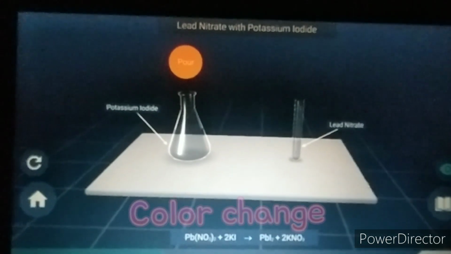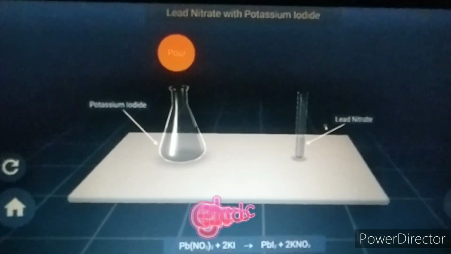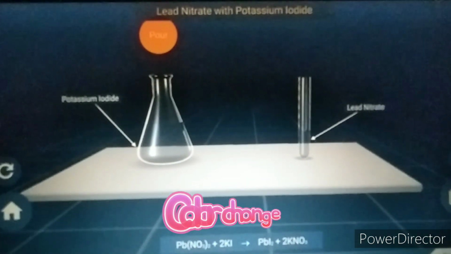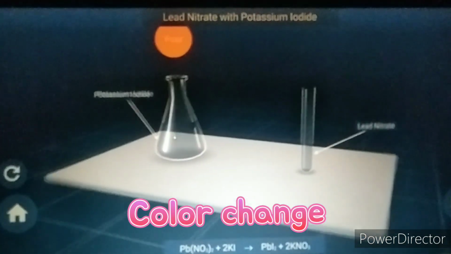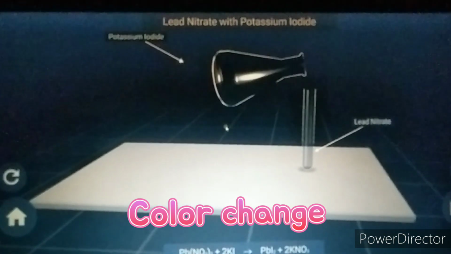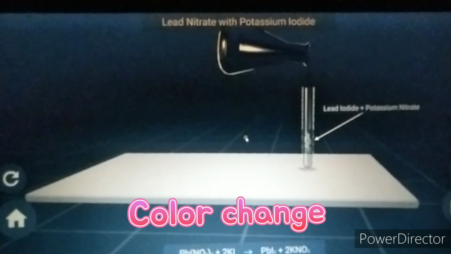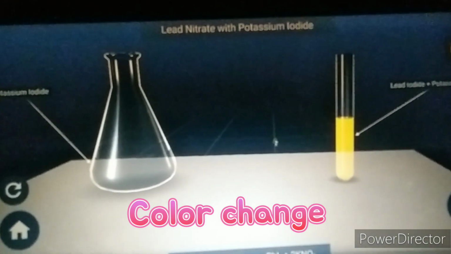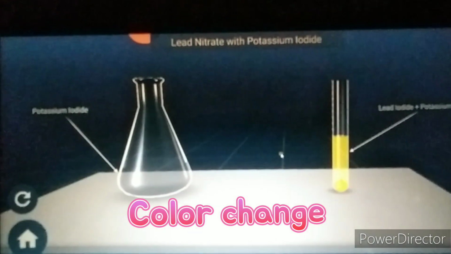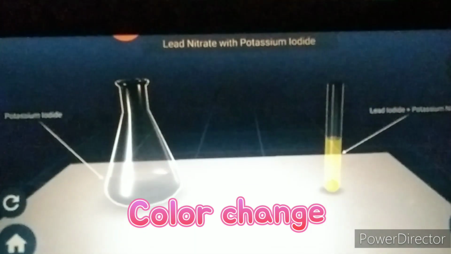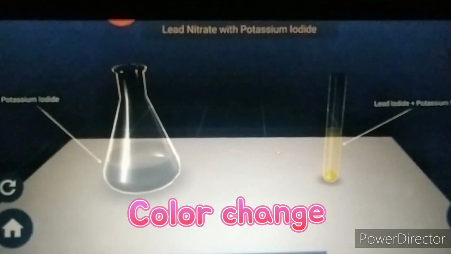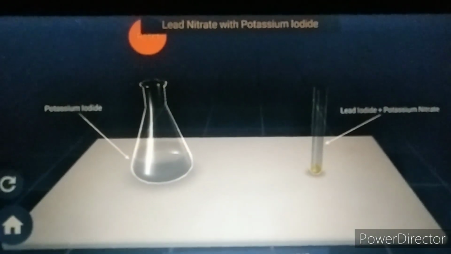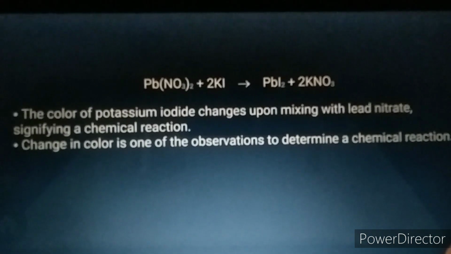To understand, we have taken lead nitrate solution in a test tube and potassium iodide solution in a conical flask. Add potassium iodide solution to test tube. We see that the mixture produces a yellow color solution. The color of potassium iodide changes upon mixing with lead nitrate, signifying a chemical reaction. Change in color is one of the observations to determine a chemical reaction.